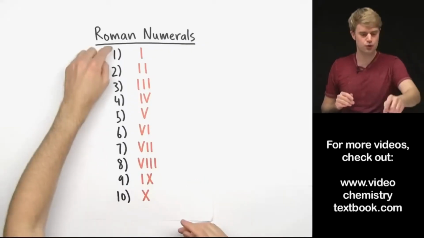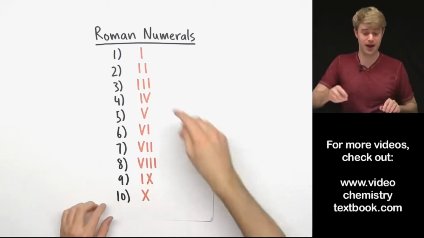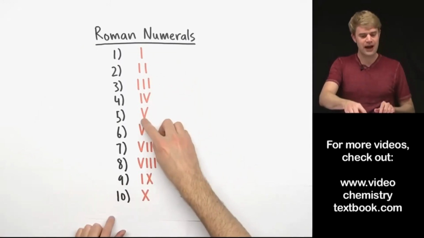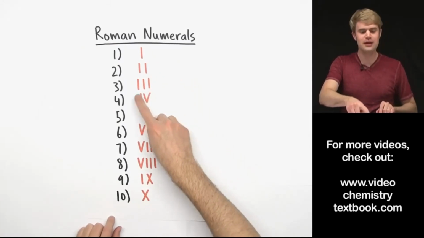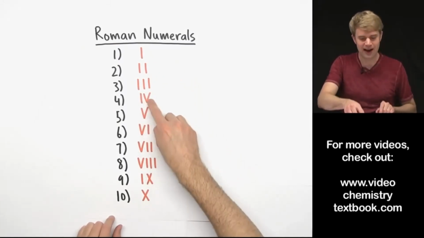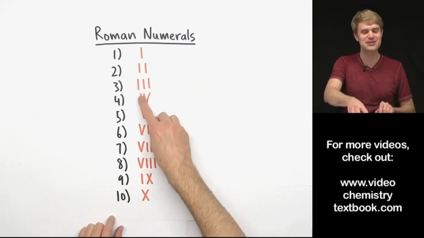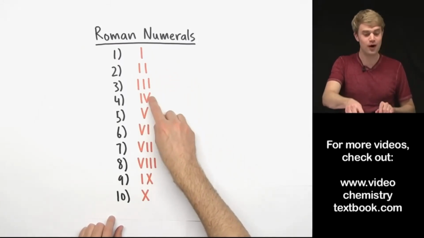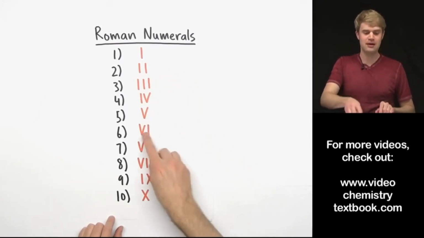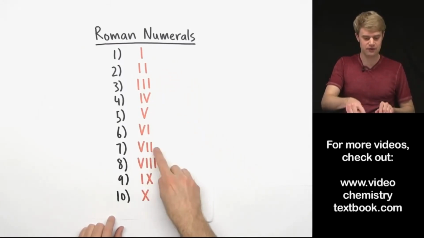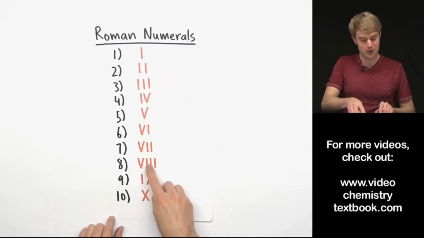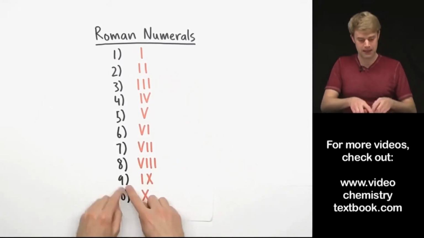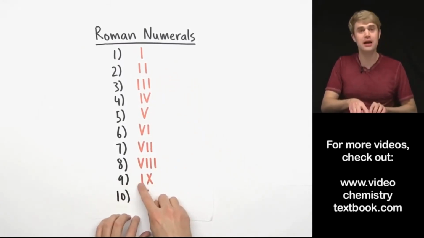So here's how to write the numbers 1 through 10 in Roman numerals. 1, 2, 3 are pretty straightforward. Then 5 is a V, and 4 is an IV because it's 5 minus 1. If a number is to the left, it's subtracted. Then we have 6 VI, 7 VII, 8 VIII, and then we have the same thing with 9. 10 is an X, and 9 is an IX, which is 10 minus 1.